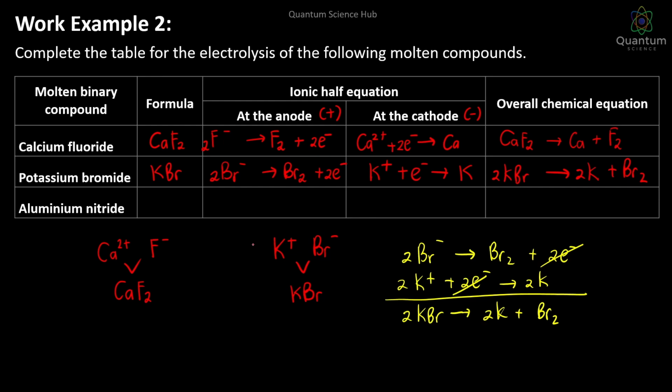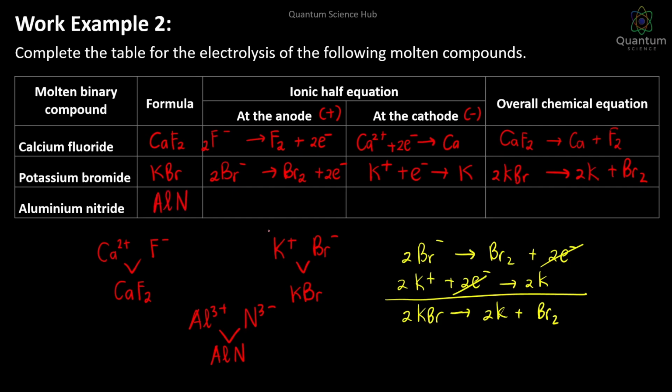Next, what about aluminum nitride? What is the ion of aluminum? Al3+, right? Al3+ and nitride, it is nitrogen, so N3-. So I will take yours, you will take mine. So they have the same number of charge. So the formula is AlN, okay? Not Al3N3, but AlN. So the formula here is AlN.